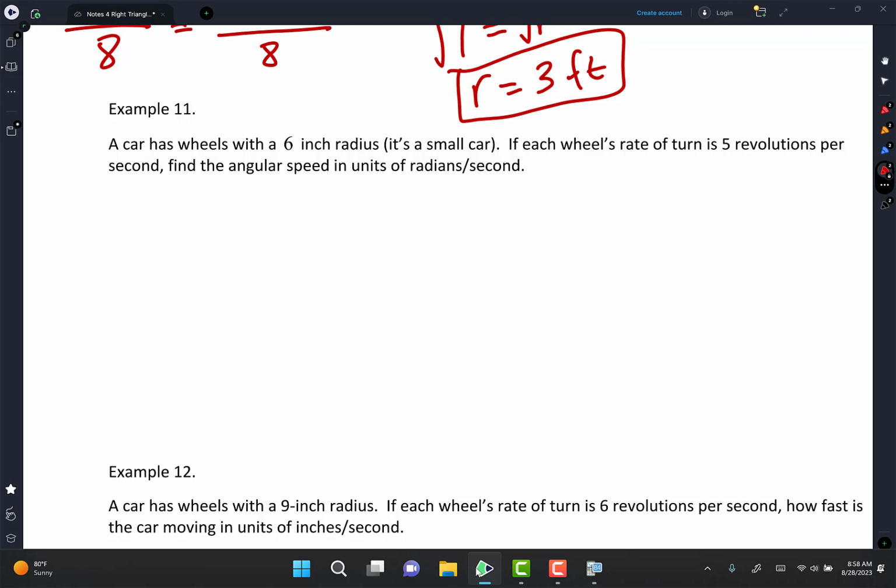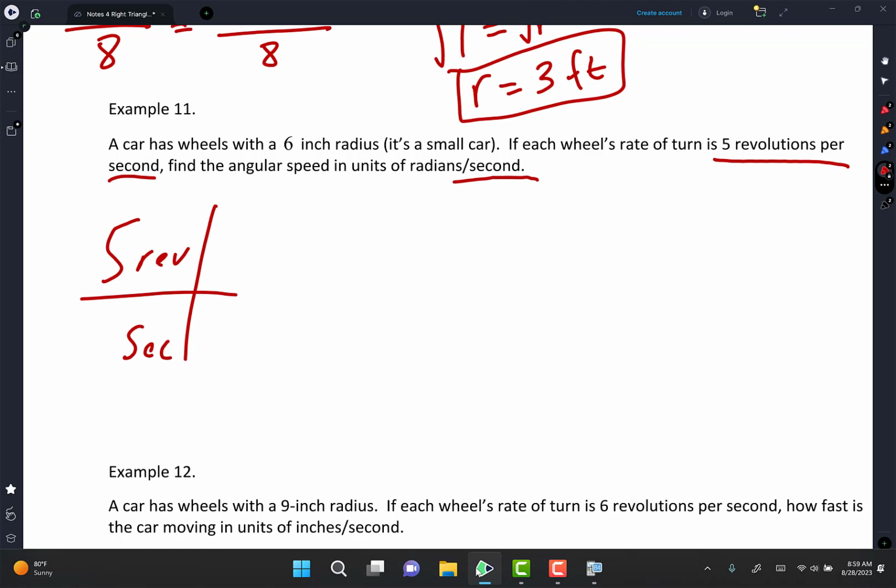If each wheel's rate of turn is 5 revolutions per second, so underline that, find the angular speed in units of radians per second. Okay, that's pretty simple. Here's how you're going to do it. I'm going to write 5 revolutions per second.